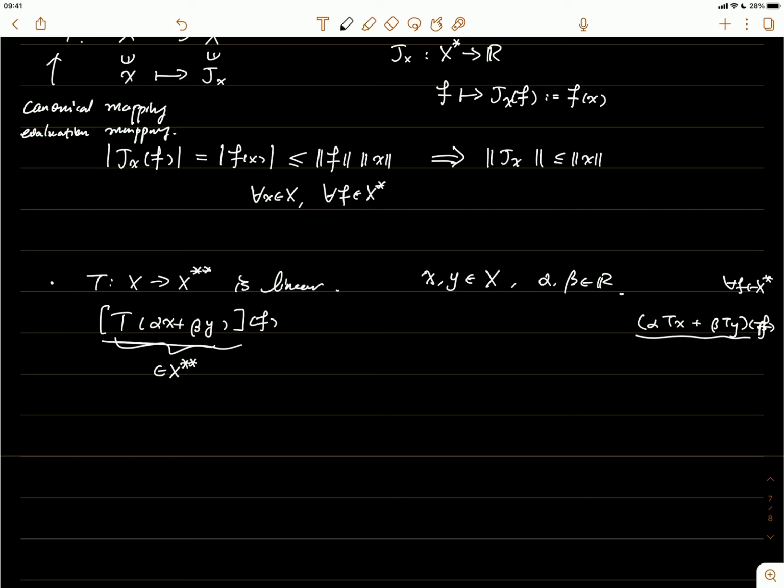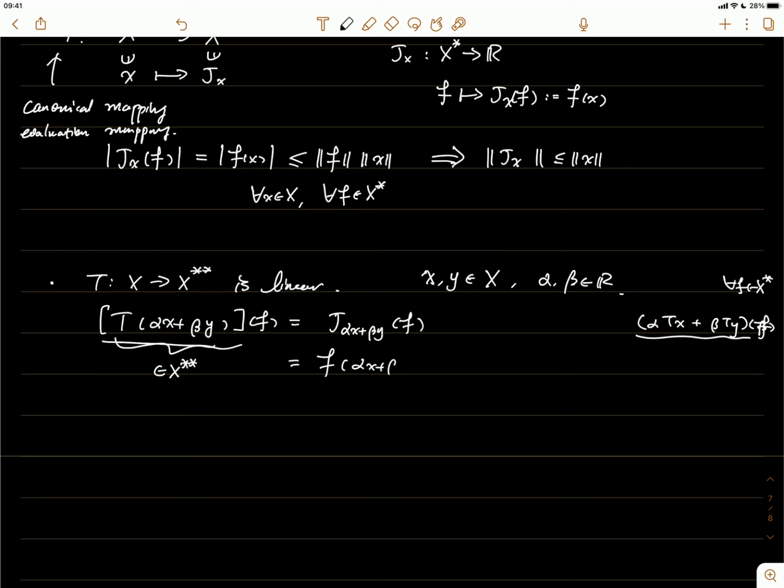By definition, T maps this element to the evaluation J, so that's just J of alpha x plus beta y. Just treat alpha x plus beta y as one element in X, and I evaluate that at f. As we know, this is just applying f, or evaluating f, at the point alpha x plus beta y.